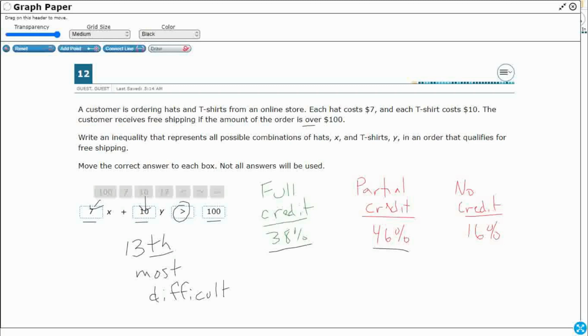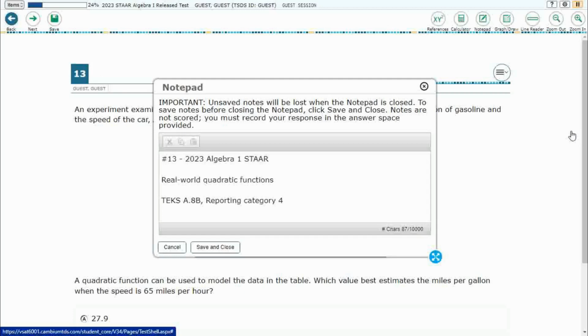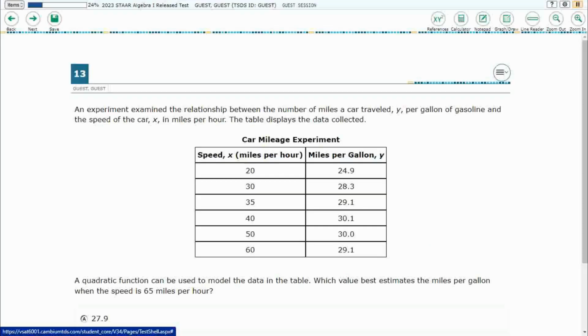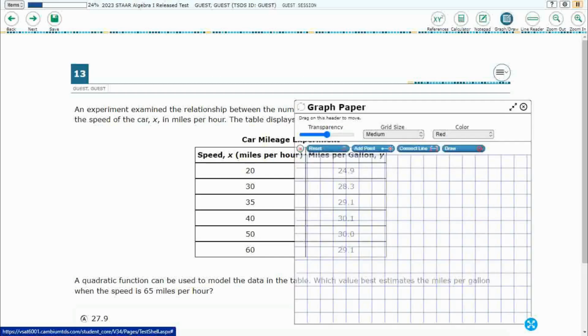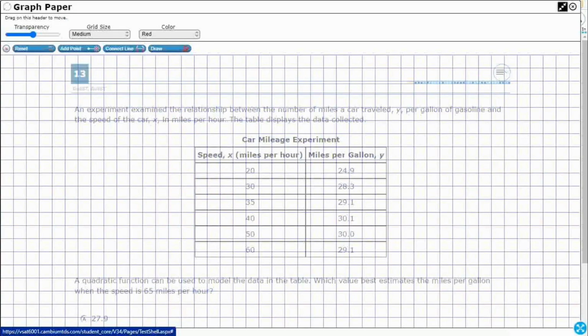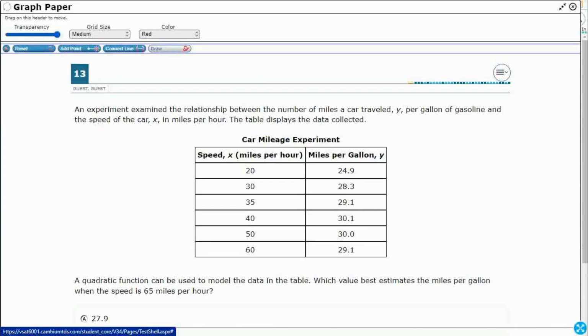For number 13, we are looking at real-world quadratic functions. This is TEKS 8.8b in reporting category 4. So we have an experiment here, a table of data, and they've given us x and y here. So we've got x as the speed, we've got our miles per gallon as our y, and we need a quadratic function that can best be used to model the data.